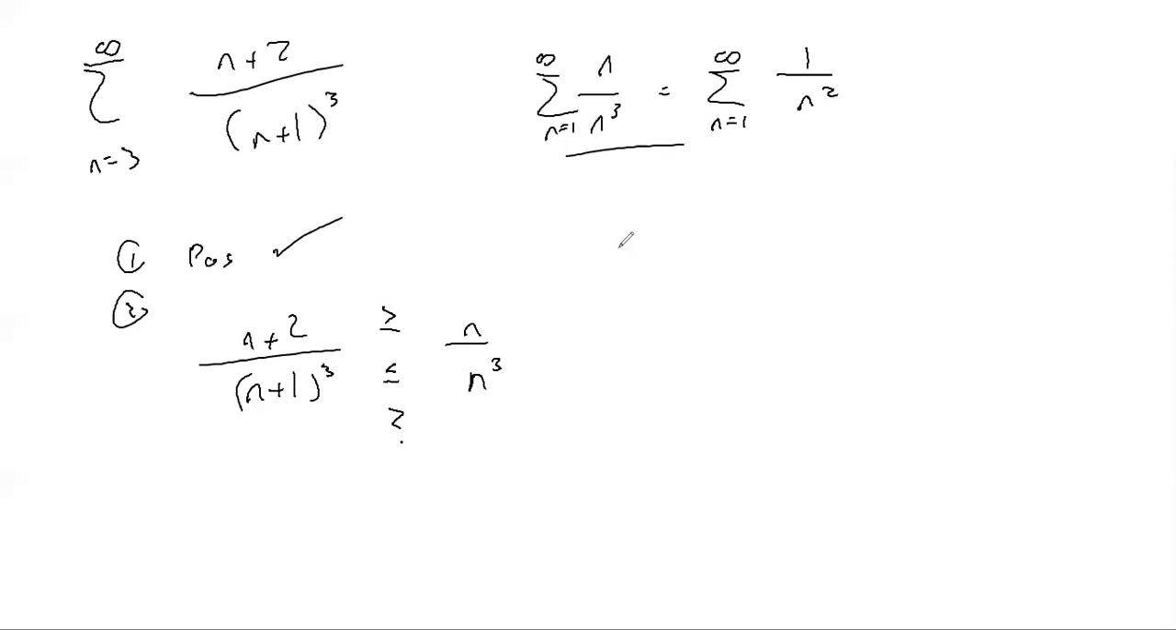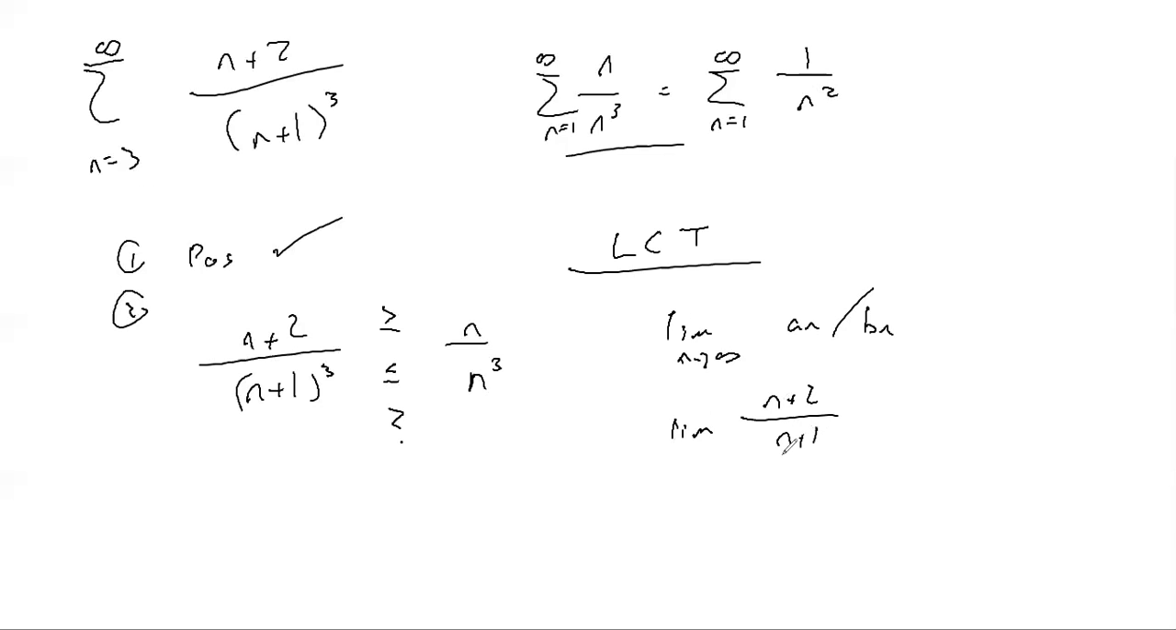Okay, so I switched to limit comparison test. Remember I'm doing an over bn, and it doesn't matter which is an and which is bn. I'll say this is my an and this is my bn. I want to look at the limit of an over bn, as n goes to infinity. So I want the limit of n plus 2 over n plus 1 cubed over 1 over n squared, which is equivalent to n over n cubed. Same thing. I could use either one in my limit comparison test. Just for simplicity, I'll use this one.